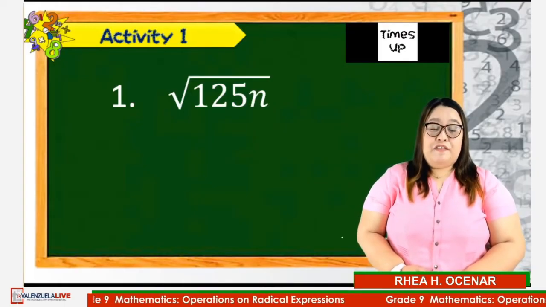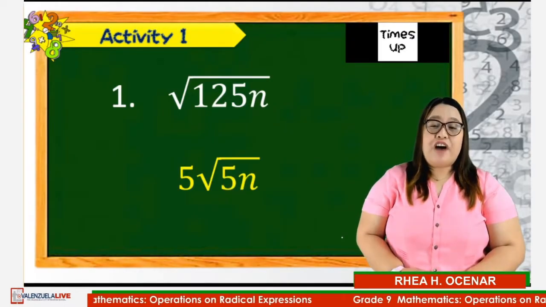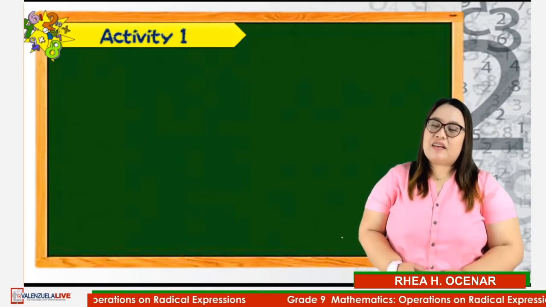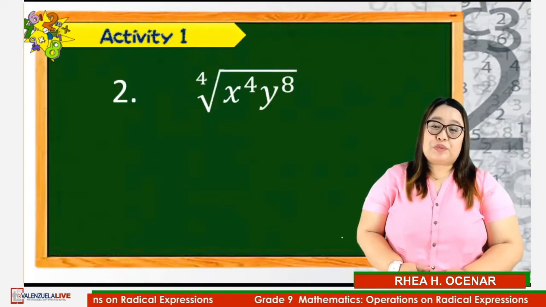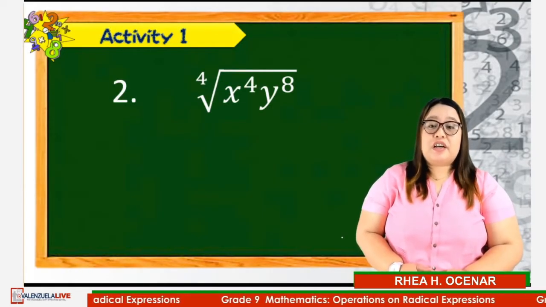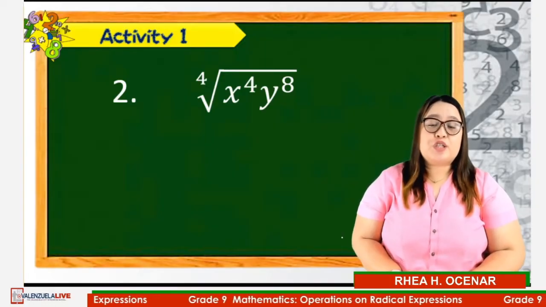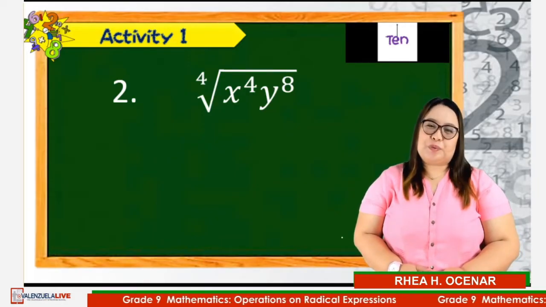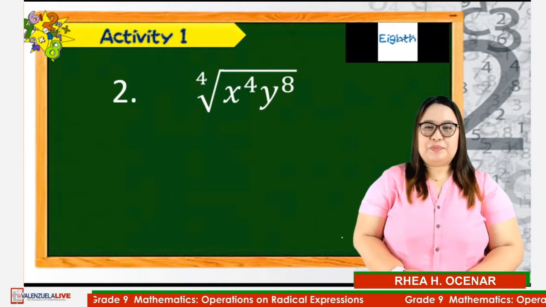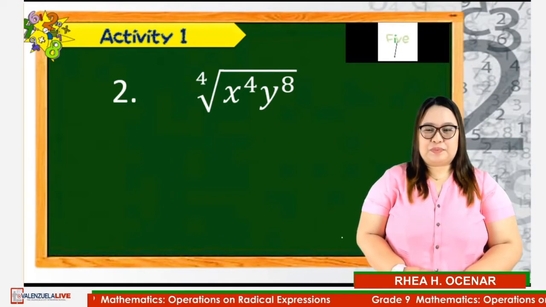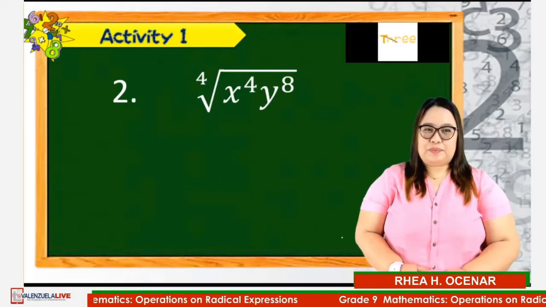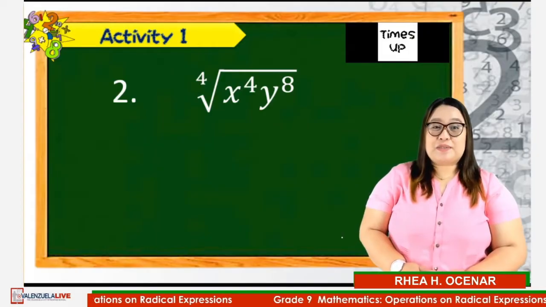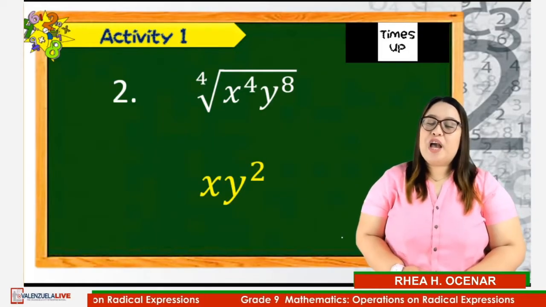Time is up. If your answer is 5 square root of 5n, you are correct. Number 2, fourth root of x raised to 4, y raised to 8. Timer starts now. The correct answer is xy squared.